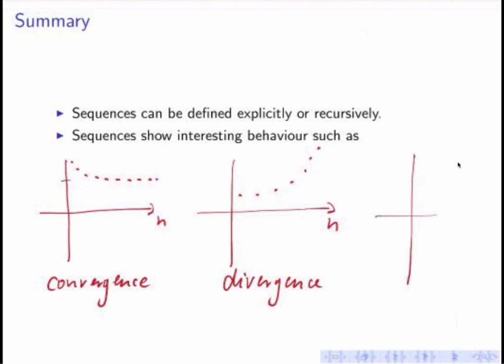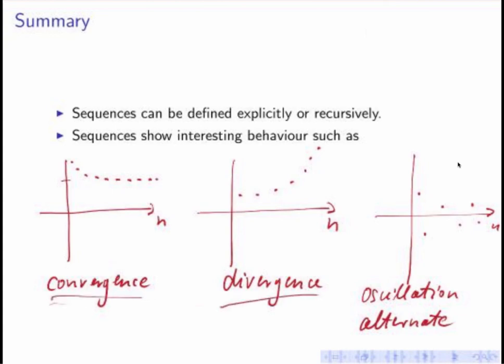And then we had another sequence which would jump around the x-axis. So it would oscillate, this is called oscillation, or in this case even alternate between plus and minus. And there might be more behaviors of sequences. So later we will study sequences in more detail and try to understand what is convergence, what is divergence, what is oscillation and alternation.